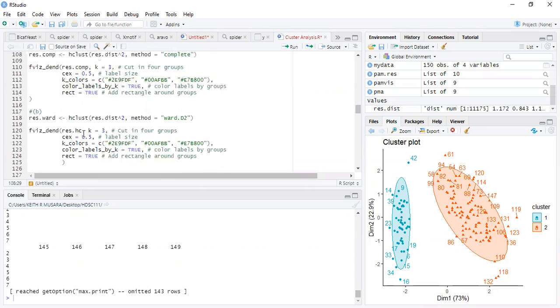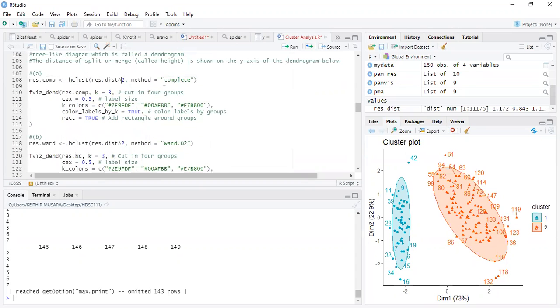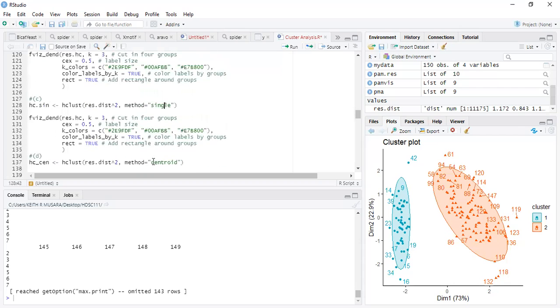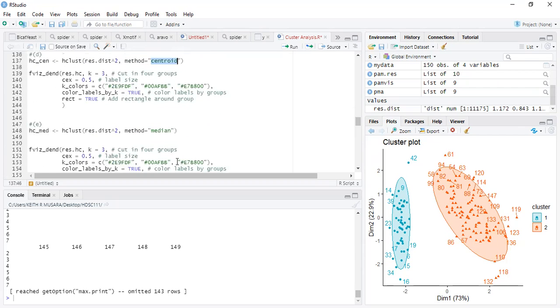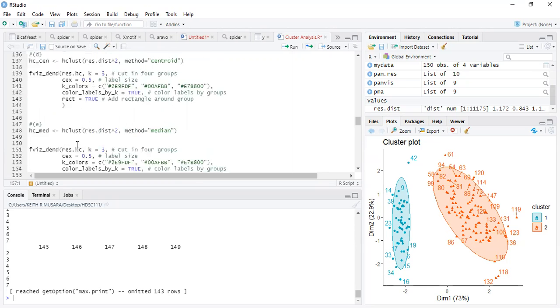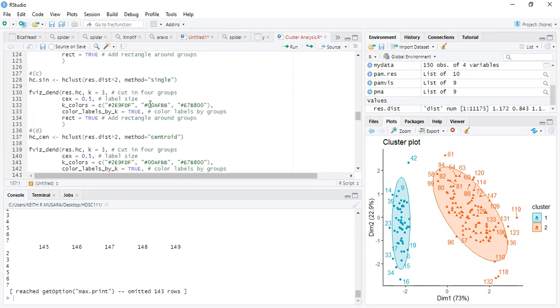So hierarchical clustering, yes. We have got what is called the complete method, the Ward D2, the single method, the centroid method, and the median method. So I think there are five of them, unless there are new developments online. You may check, especially when doing your assignment, and then you come up with those.